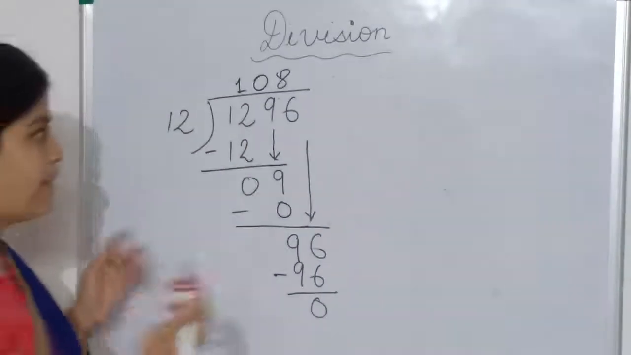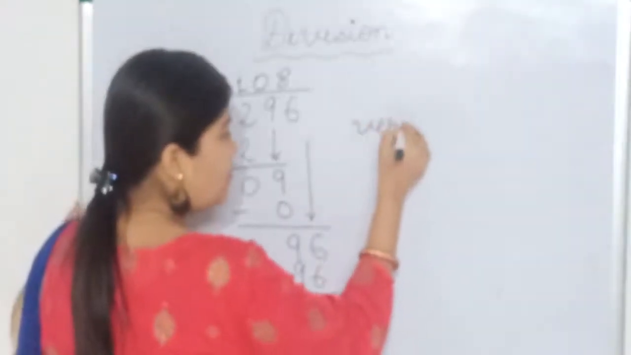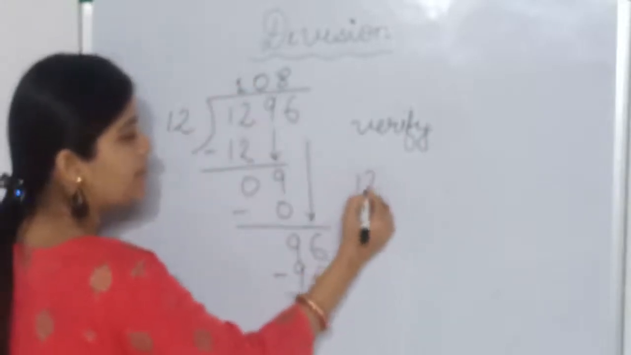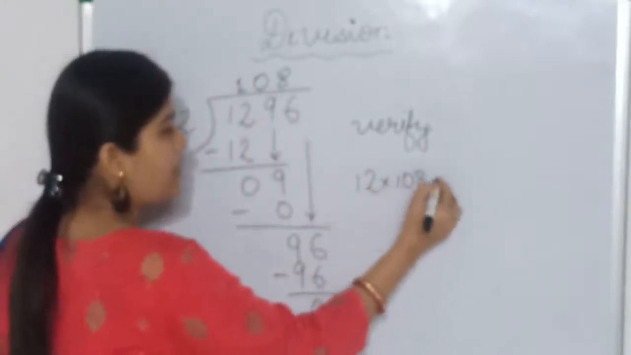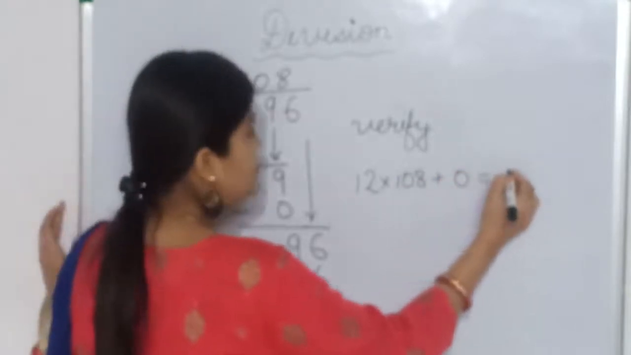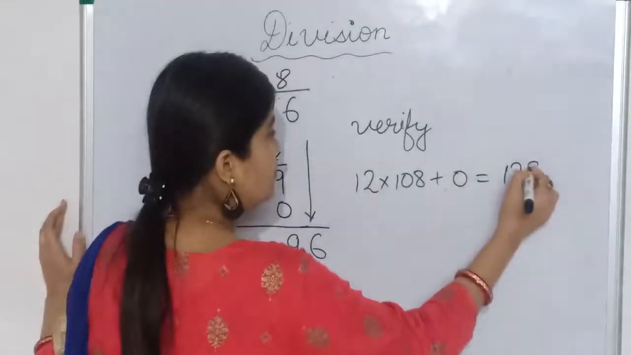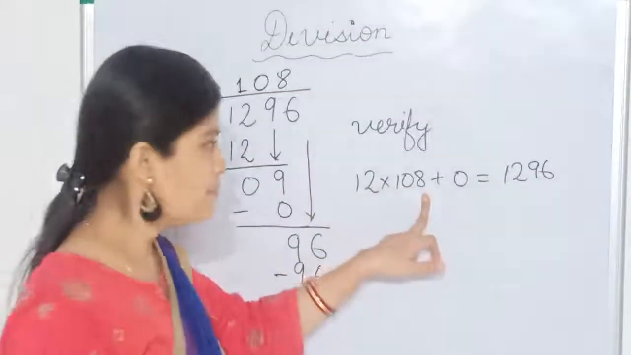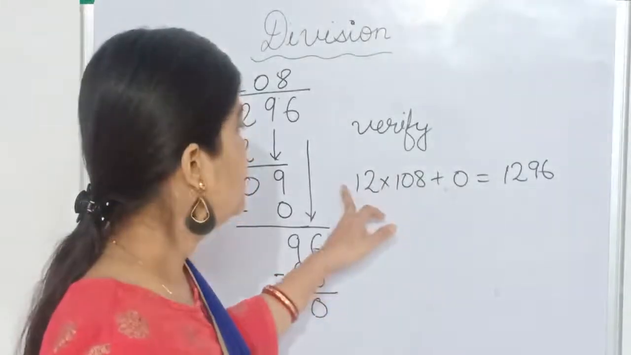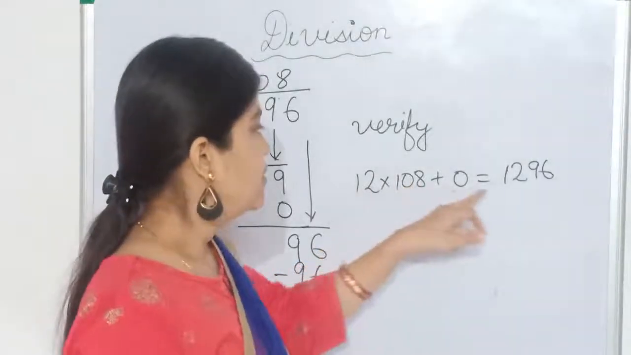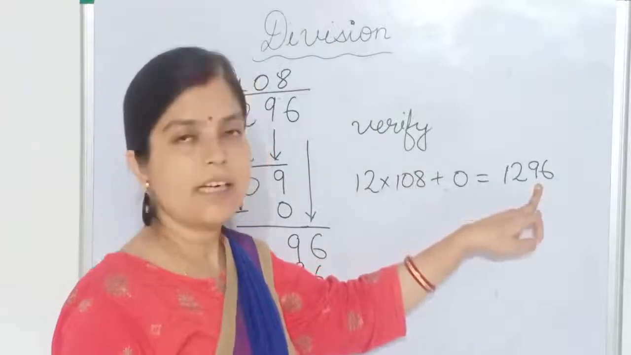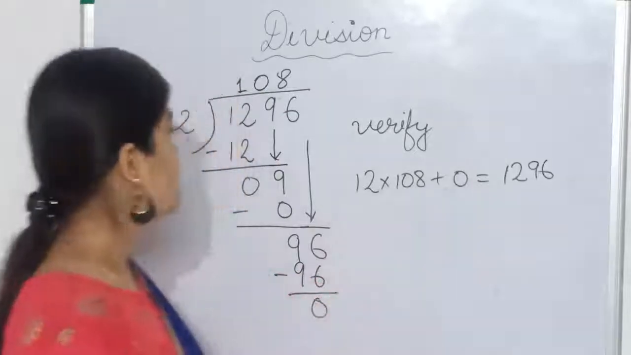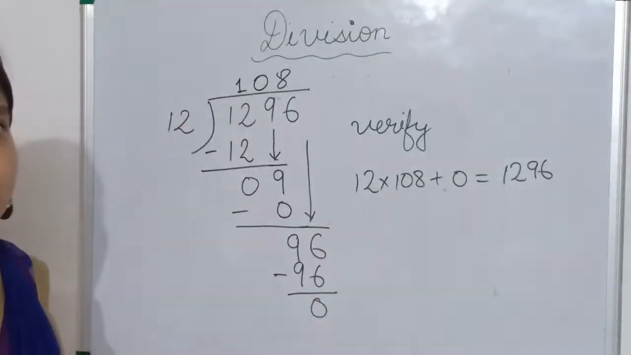So we will verify our answer. How will we verify? Divisor into quotient plus remainder is equal to 1296. Is it coming or not? You can see here 12 8s are 96, 9 you will carry, 12 0s are 0, then plus 9, that will be 9, then 12 1s are 12. So our answer is right. We have not made any calculation mistake.